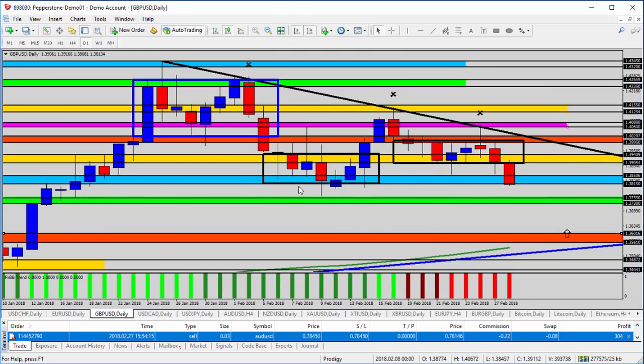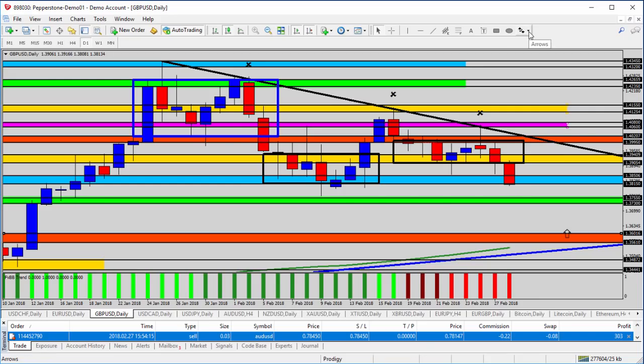And you look back here, this black box, 1, 2, 3, 4, 5, 6, 7 days challenging that blue zone. 1.3815 is where the blue zone is set. You can see it challenging it for several days, unable to break it, bouncing back up. Here we are again. Look at this. We're challenging 1.3815 again today.